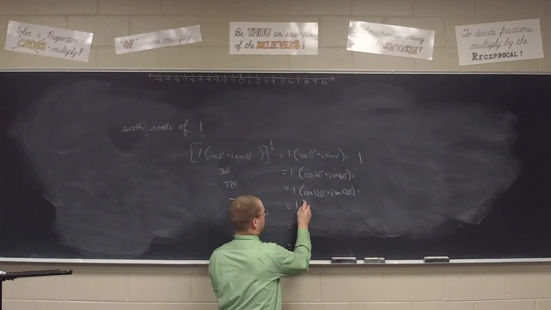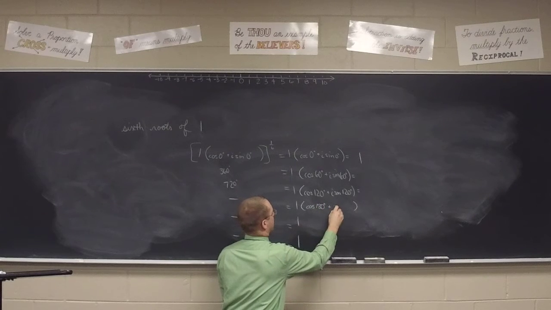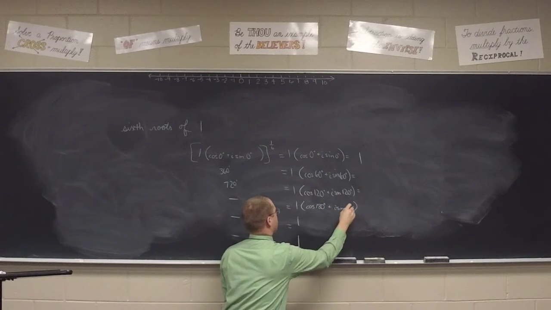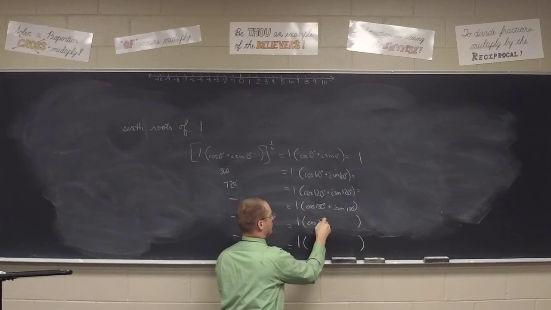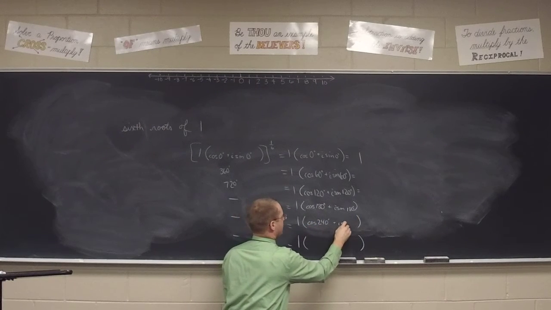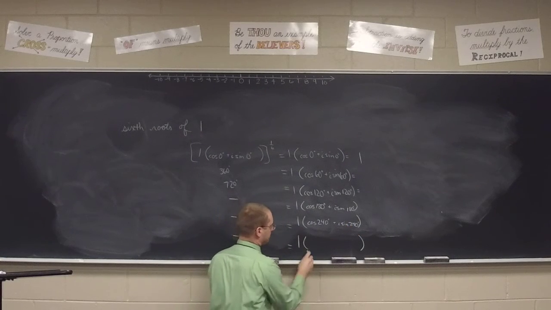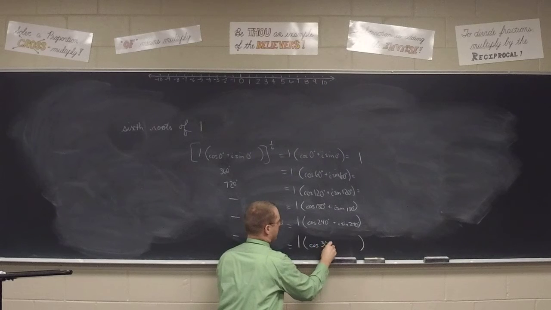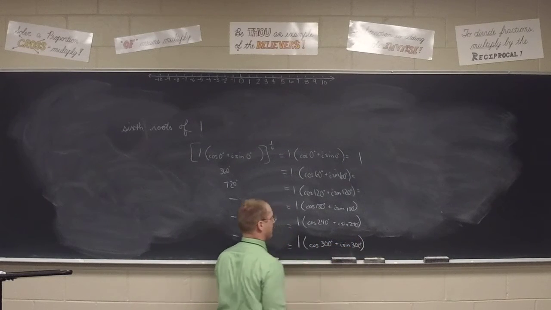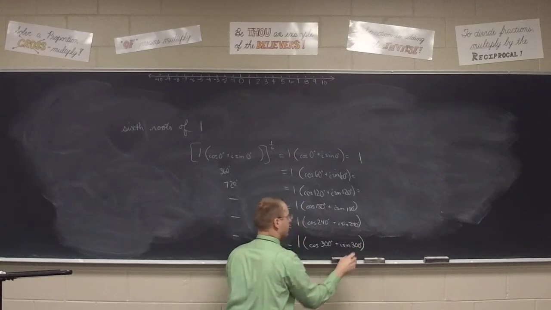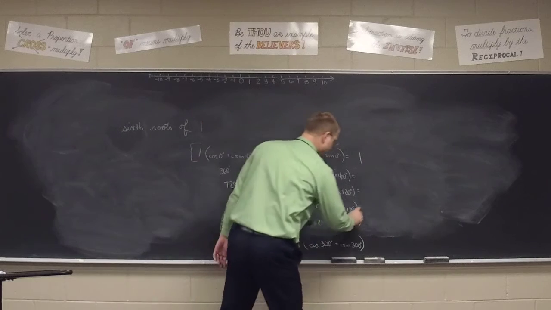So what's the next angle? 180, so cosine 180 plus I sine 180. And the next one? Cosine 240 plus I sine 240. And then the last one? 300. Cosine 300 plus I sine 300. How can I check and make sure I'm on the right track still? If you added 60 more, you get 360, and yes, that holds true.